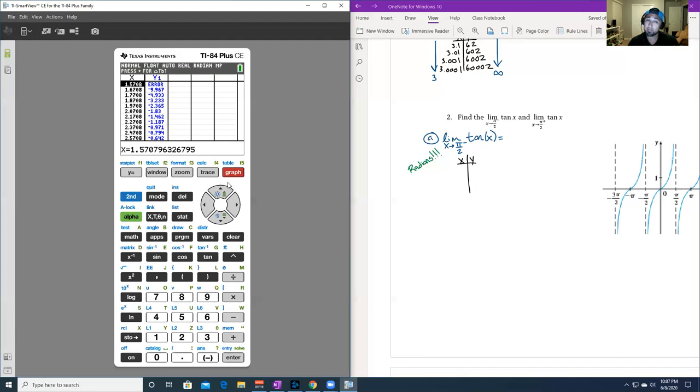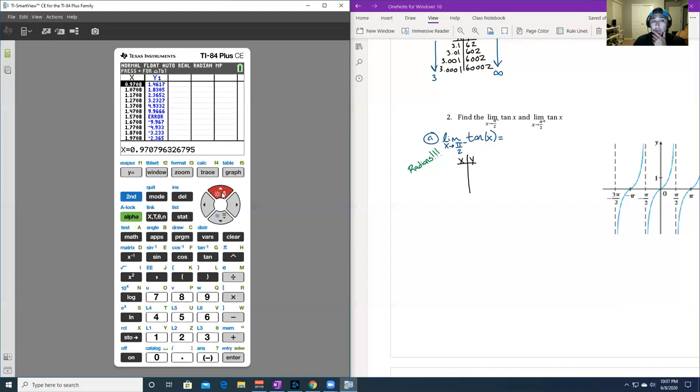So listen very carefully. When I scroll up on the calculator, those are the numbers from the left side. So when I scroll up, these are numbers from the left. If I scroll down, from where pi over 2 is, these are the numbers from the right. These are the numbers that are greater than pi over 2. So what we're looking at are the numbers from the left. So let's see what we have.